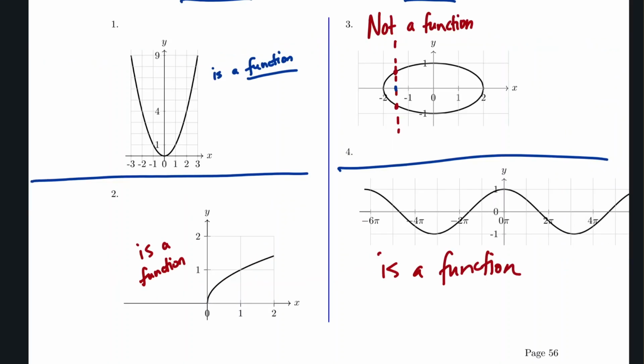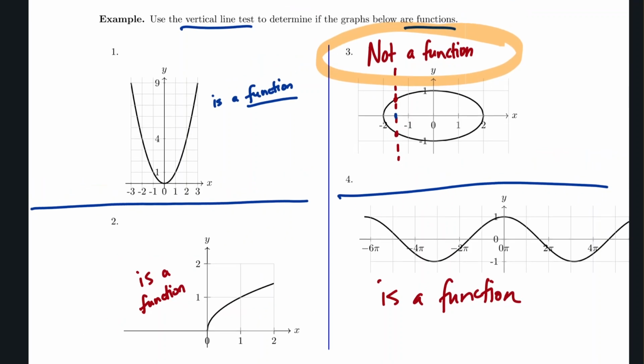So in conclusion, our only not a function was for this example, example 3. And that's how we can use the vertical line test to quickly determine if a graph is a function or not. So that'll be the end of this video.